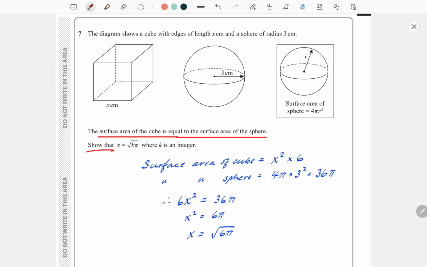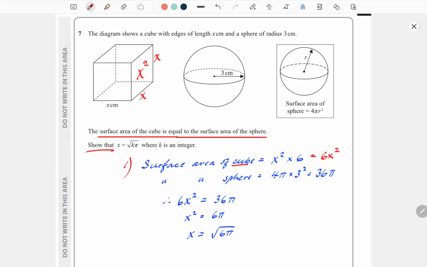First of all, the surface area of the cube. Each one of those faces is x squared, because it's x times x. And that cube is going to have 6 faces. So all you've got there is 6x squared.